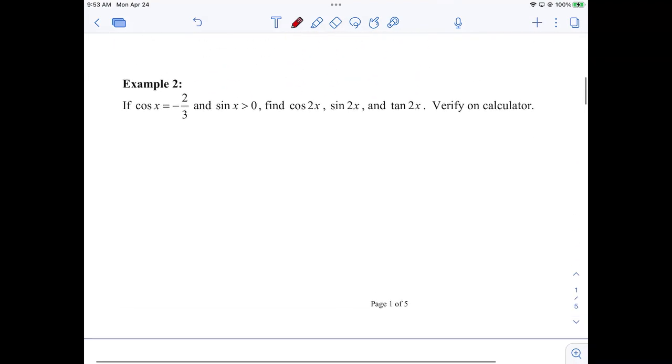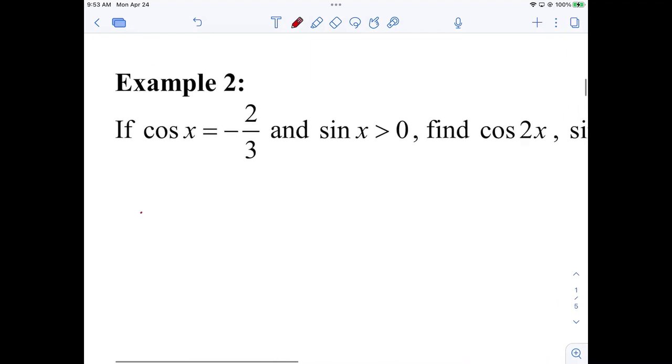Number 2. Cosine of x, the single angle x, is negative 2/3, and sine is greater than 0. Find the cosine of 2x, the sine of 2x, and the tangent of 2x. All right. First things first. I want to figure out what cosine of 2x is.